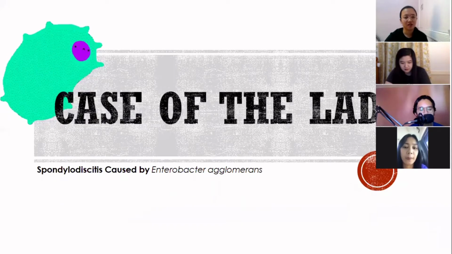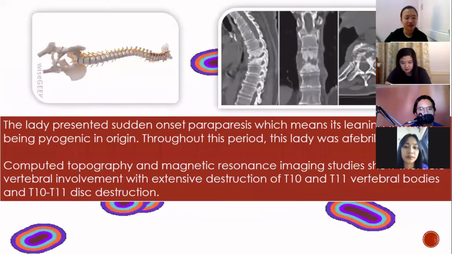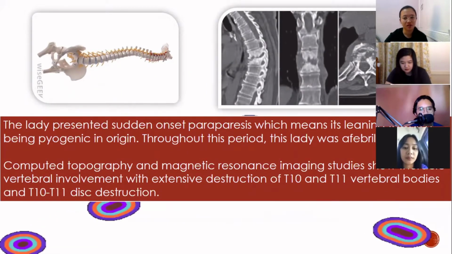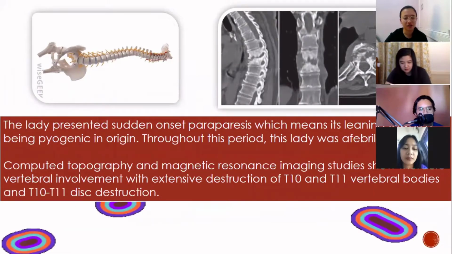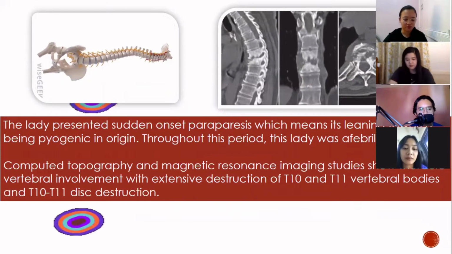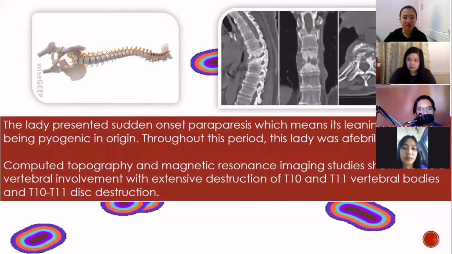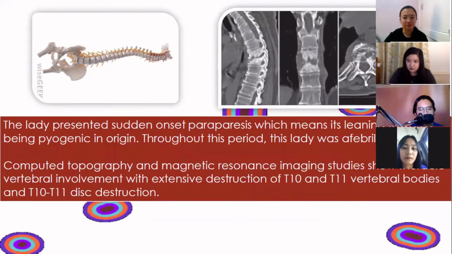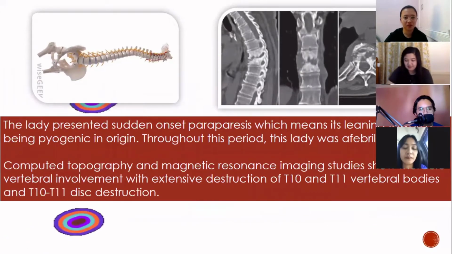So, the case of the lady. The lady presented with sudden onset paraparesis, which means it's leaning towards being pyogenic in origin. Paraparesis is partial paralysis of the lower limbs. Throughout this period, this lady was afebrile.